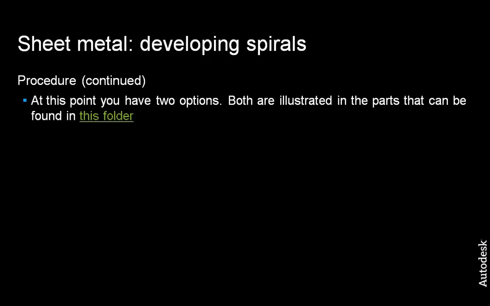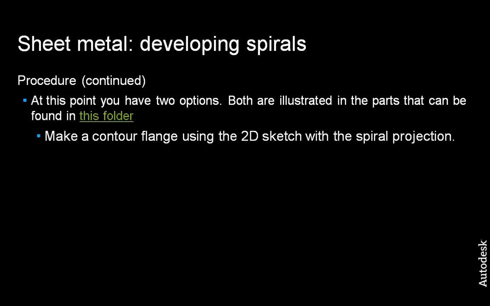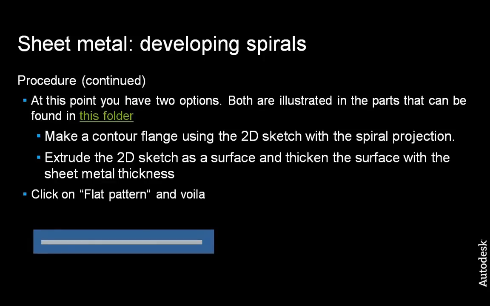And then finally, continuing with the procedure, you can bifurcate here and go for two different options. The contour flange just uses the 2D sketch and it does everything for you. Or you can decide to extrude the sketch as a surface and then thicken the surface with a thickness equal to the sheet metal thickness, of course. Otherwise you would not be able to develop the shape, and the flat pattern command will work.